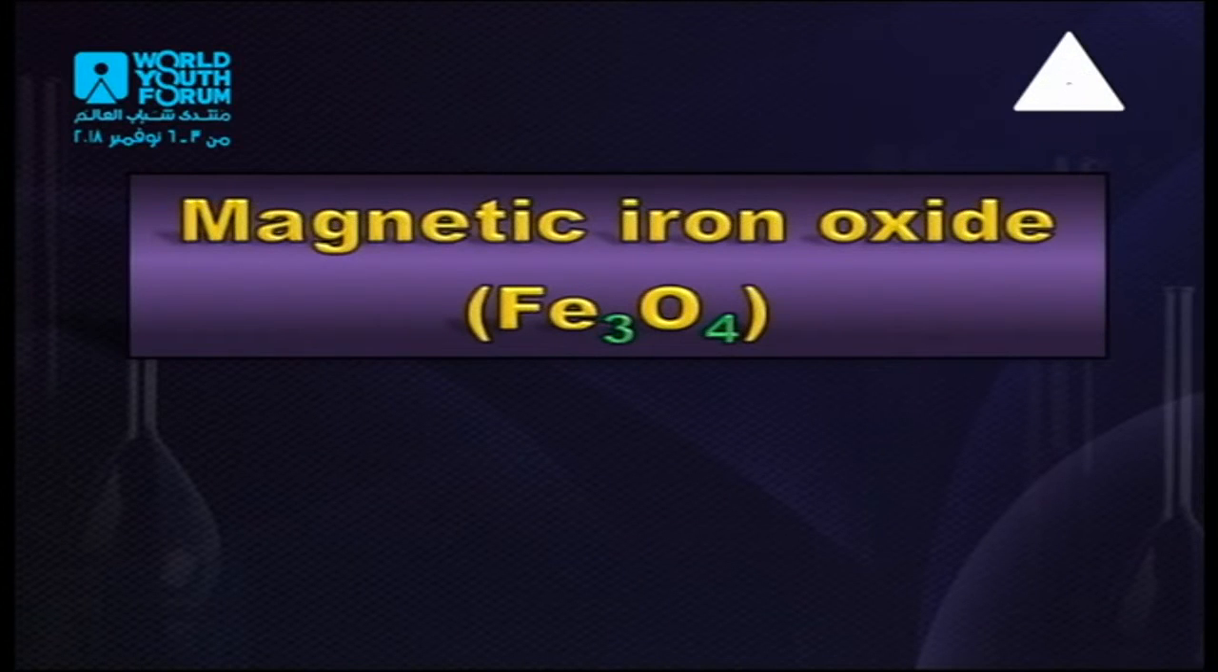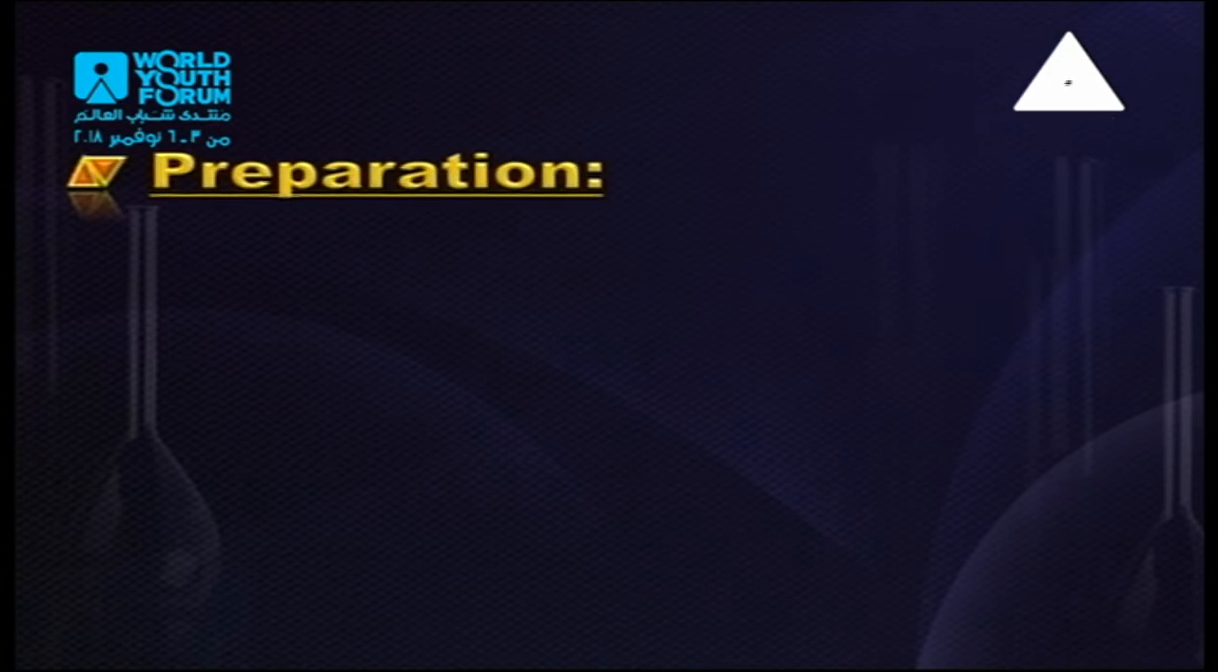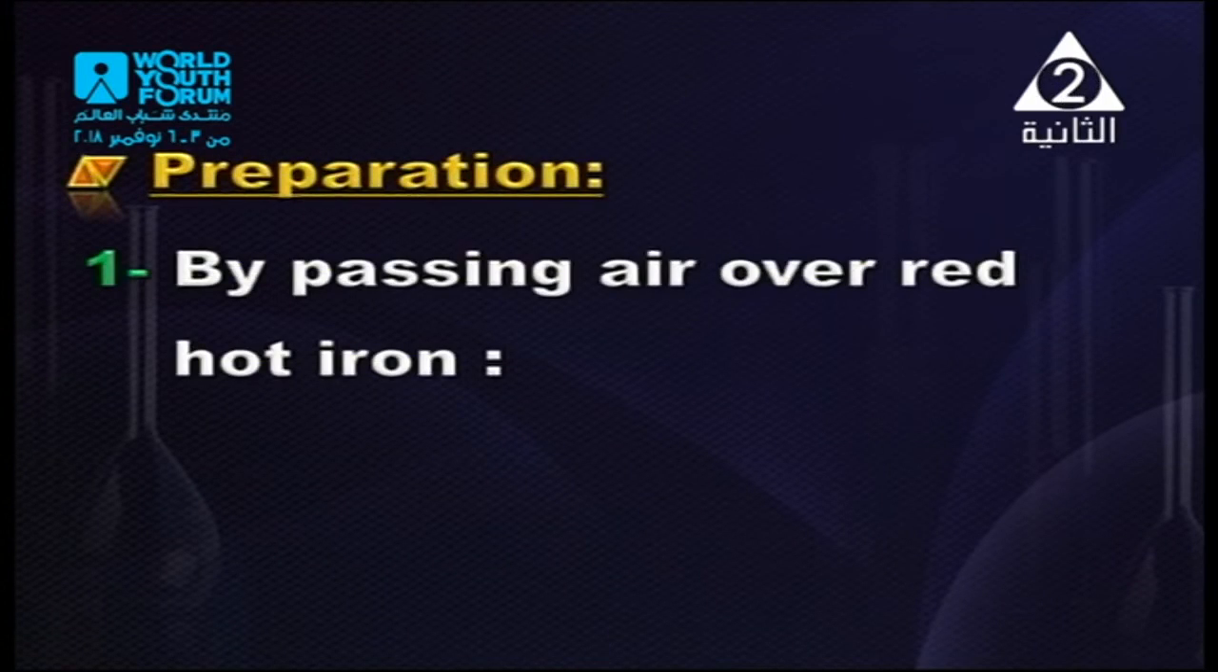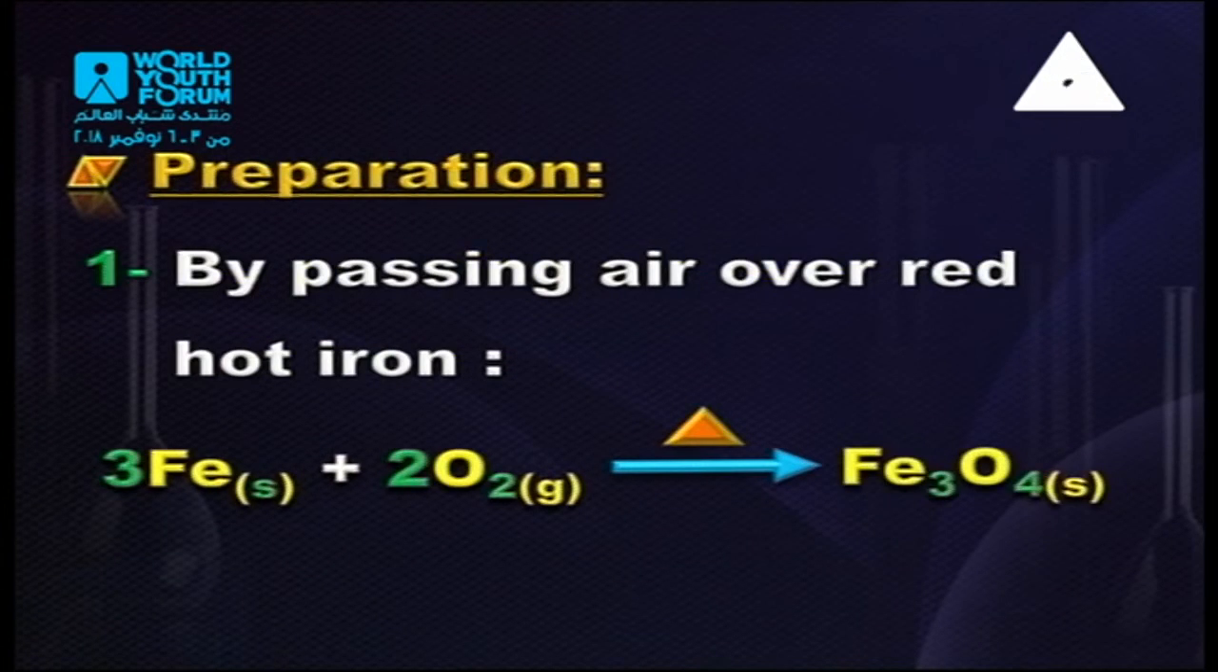Now the third type of oxide, which is magnetic iron oxide, has the chemical formula Fe3O4. Here the preparation takes place by passing air over red hot iron. As the equation proceeds on the screen, iron plus oxygen gives Fe3O4, which is magnetic iron oxide.